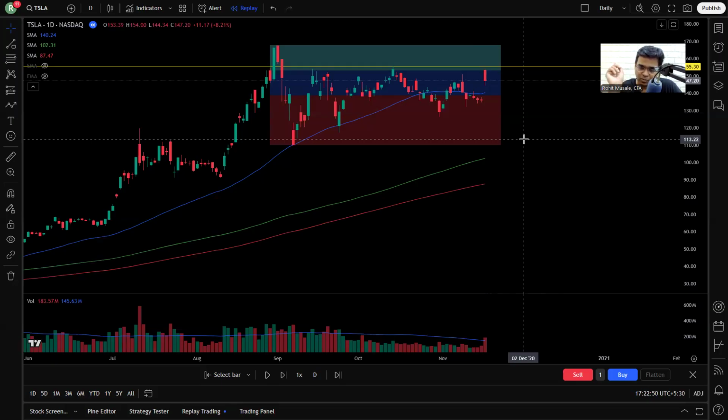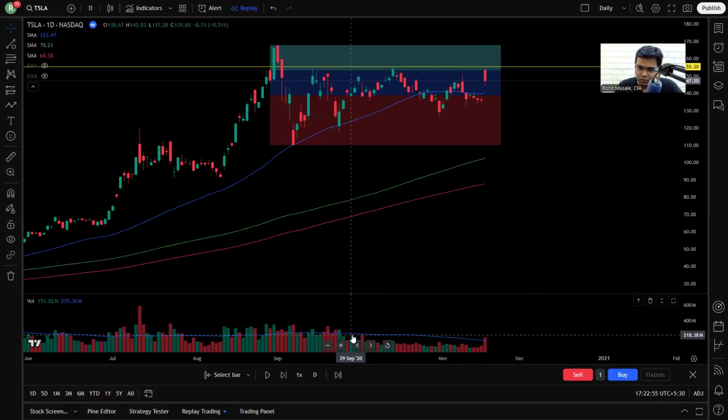By the way, remember what was step two? I said low volume consolidation. Can you see low volume consolidation here?